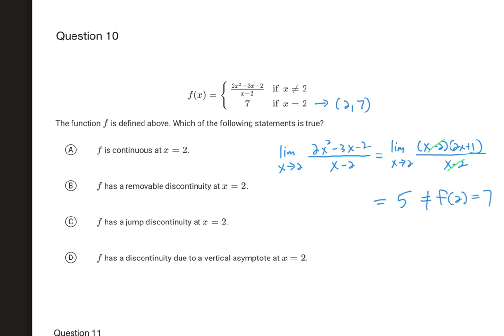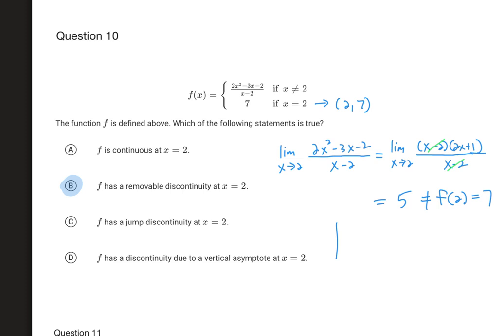So that means it's not continuous. But it equals 5 from the left and right. So it equals the same value from the left and right, but it doesn't equal the function at that value, and that's a removable discontinuity. So I don't know exactly what this function looks like. Actually, we do. It's 2x plus 1.